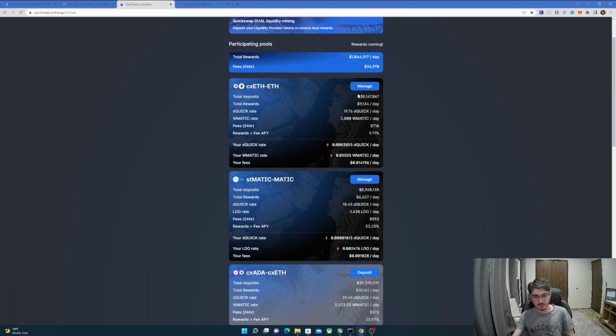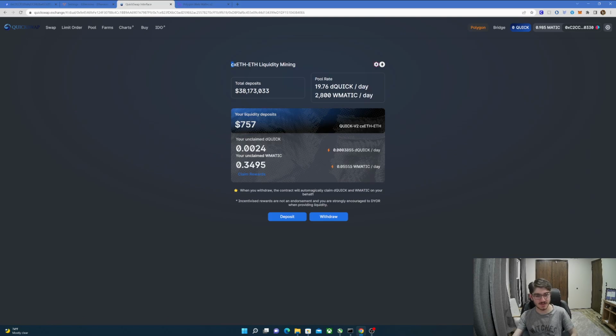Right here, this is the liquidity pool that I like. It's called CX ETH. These two assets, CX ETH and ETH, are always going to be worth the exact same dollar value, or at least very close, so you're not really going to risk impermanent loss. The difference between these two assets is that CX ETH is used on the Celsius X application, and it's backed by Ethereum 1 to 1, and then ETH is just wrapped Ethereum on the Polygon network.